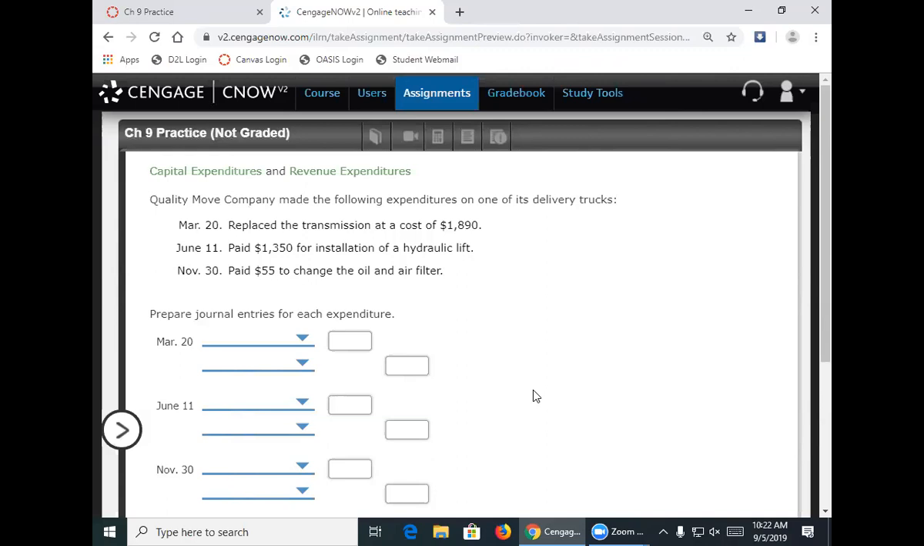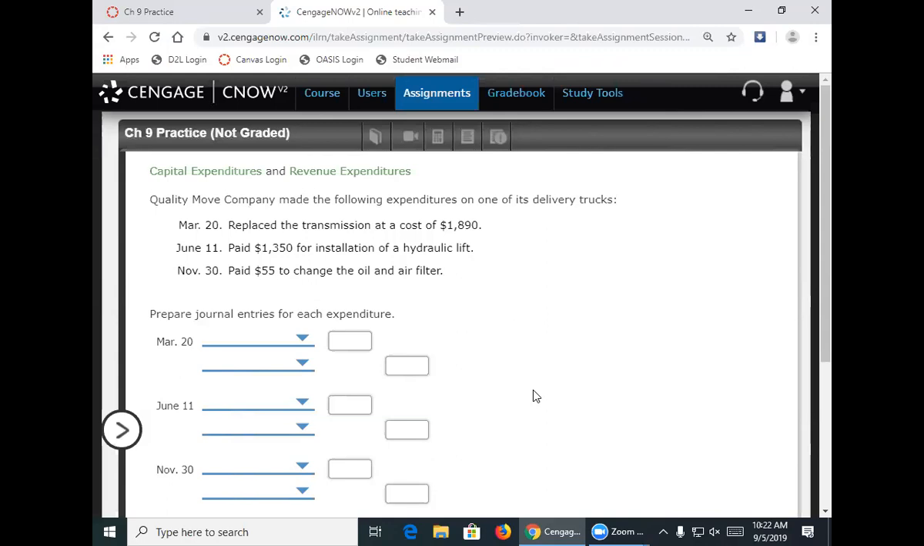So that's where it gets a little tricky with capital expenditures. It is a capital expenditure because it is an extraordinary repair, okay? But it's not increasing the value of that asset. It's really not increasing the life of the asset either in this case. It seems like it would. So it's still a capital expenditure. It's just not increasing the life or the value of that, because it's just a one-for-one replacement.